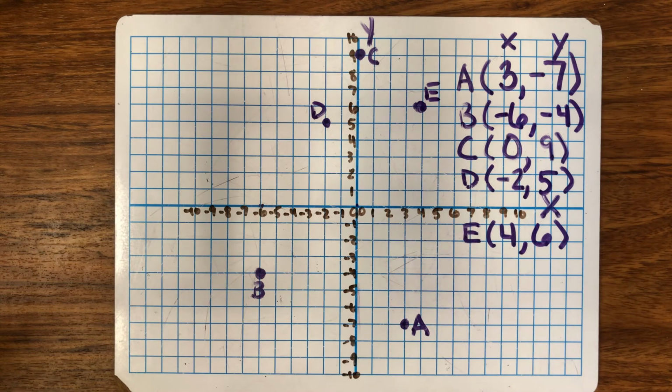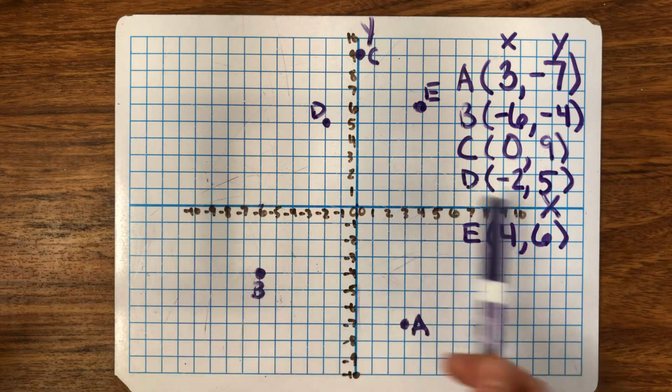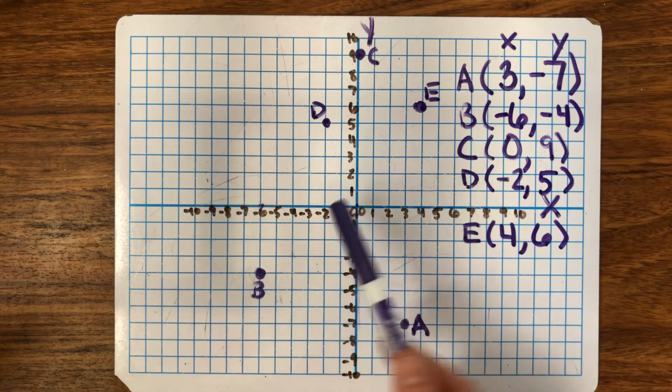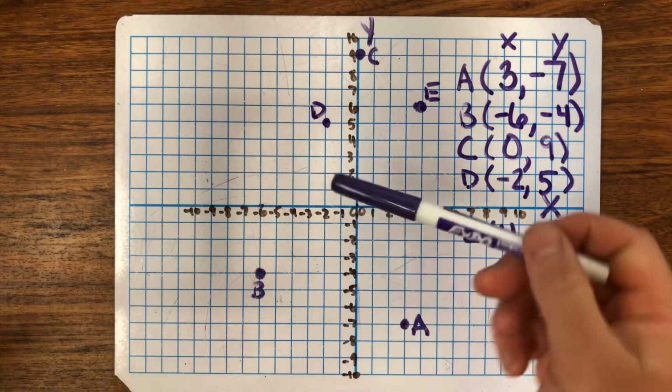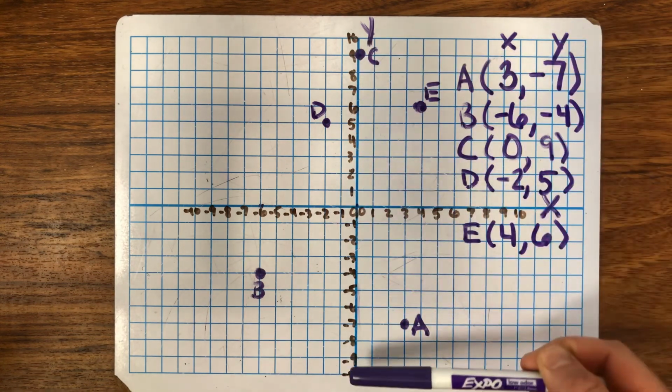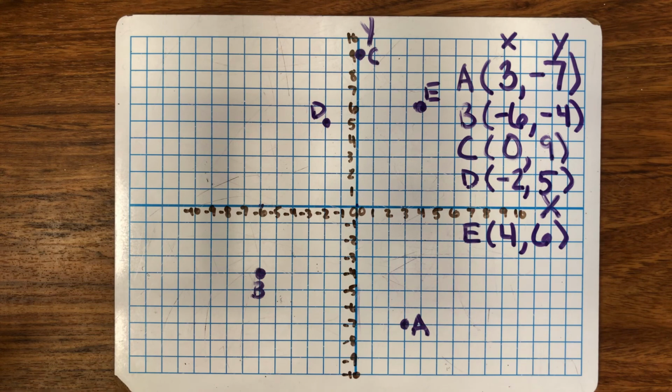All right. So what you're going to do, you are going to practice plotting some of these points and identifying what quadrants each one of these are in. Remember, always go on the x-axis first. If it's a negative, go this way. If it's a positive, go this way. And then either go up or down, depending on if it's a negative or a positive.